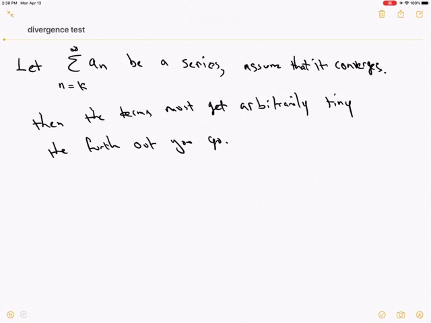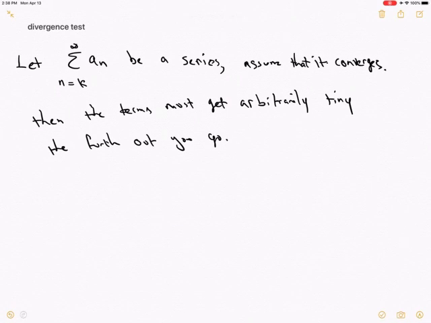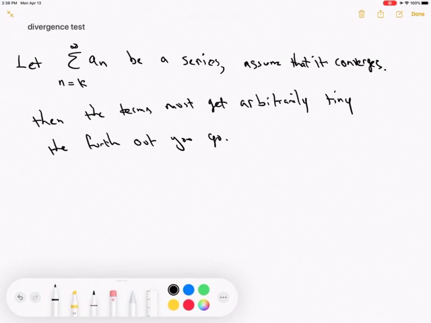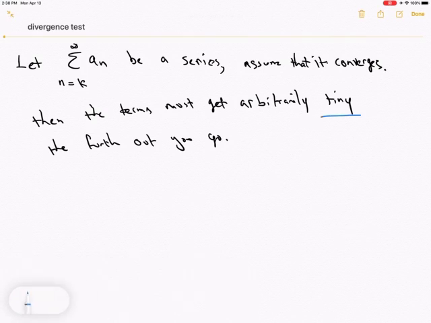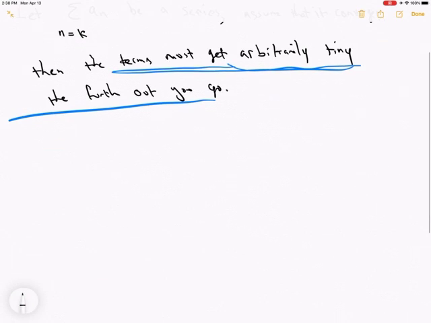Because if there's some substantial number, if you get 1 plus 1 plus 1 plus 1, well, that'll be infinity, because the series goes out forever. So if a series converges, then the values of the terms must get arbitrarily tiny the further out you go. So this is just a fact.